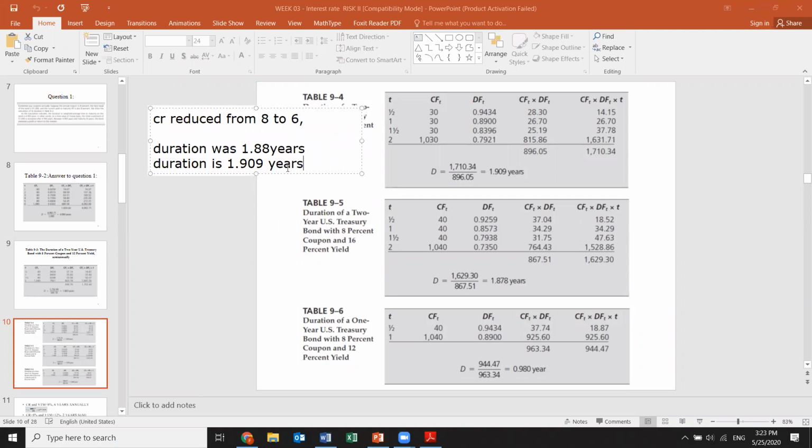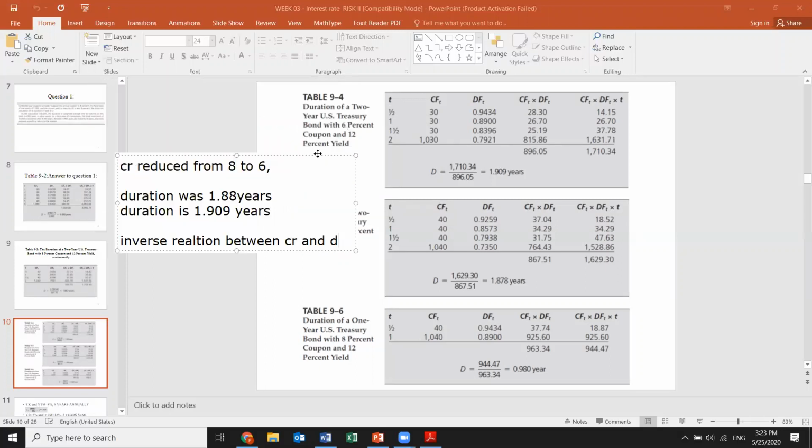This is what you should keep in mind, okay? If you play with the coupon payments and the coupon rate, that will affect the duration. So we can conclude here that a reduction in the coupon rate will increase the duration. So there is an inverse relationship between coupon rate and duration. I'm just going to put D, just for simplicity.